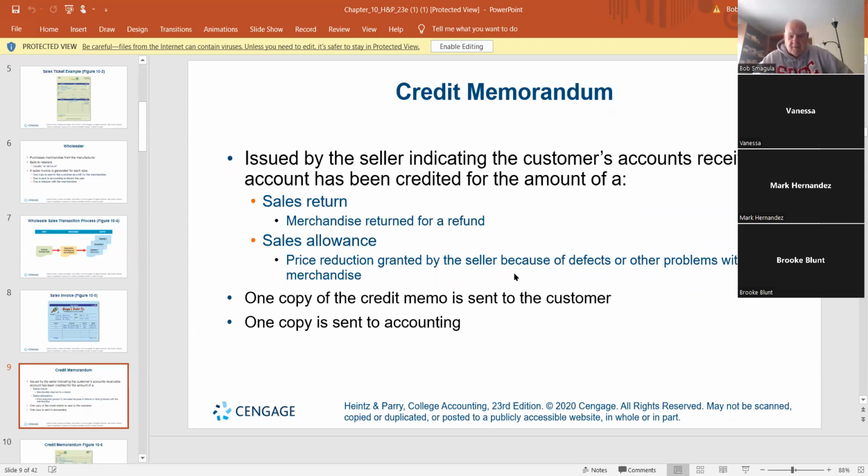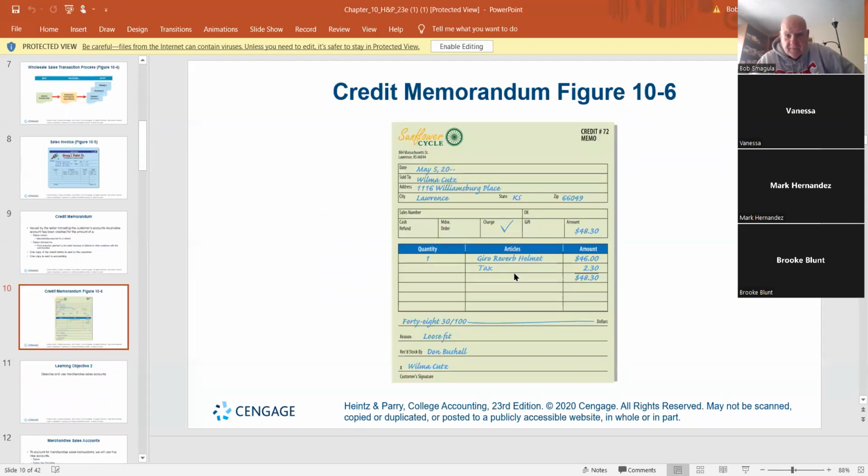So your credit memo is just permission to return something. And the credit memo is going to look exactly like the invoice, except the numbers are going to be minus for the most part. Okay.